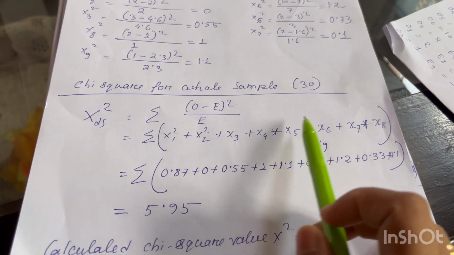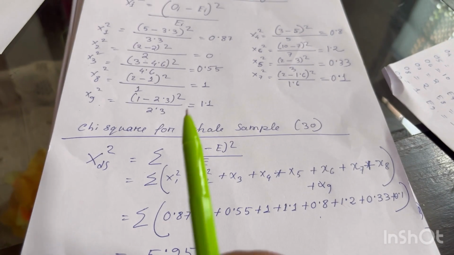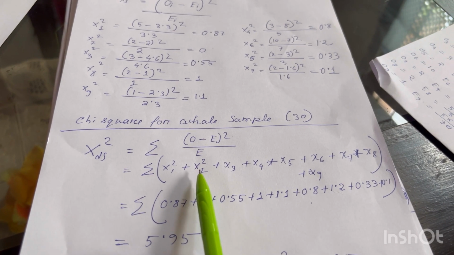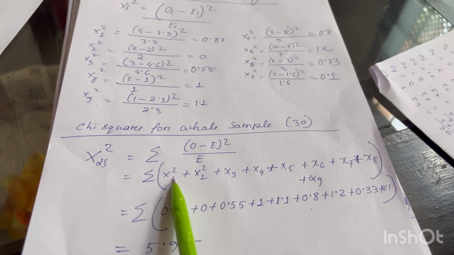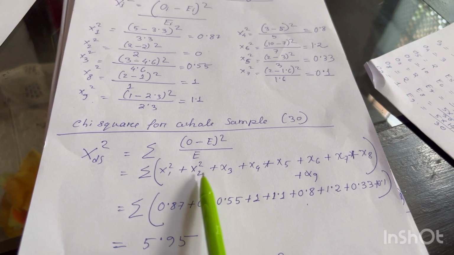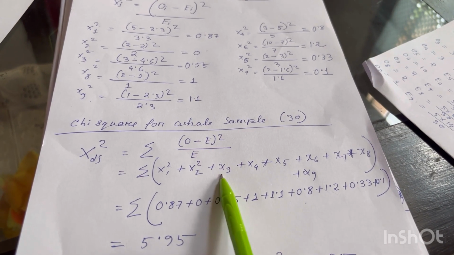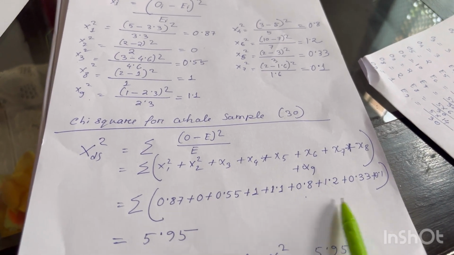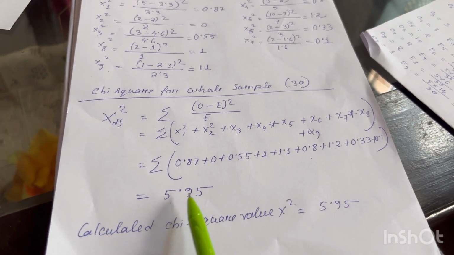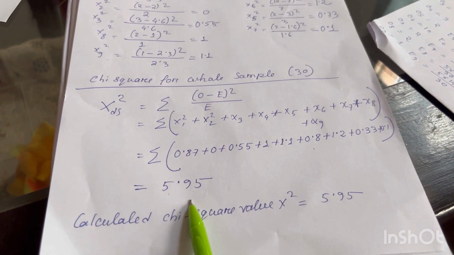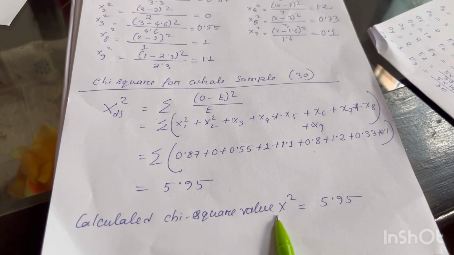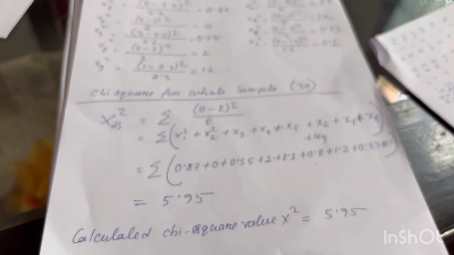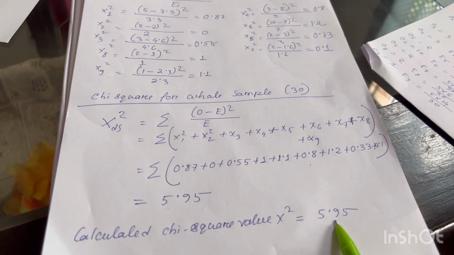So we will just add those values that we have already calculated. Summation of the chi-square value for the first observed value, the second observed value, the third, the fourth, the fifth, and the ninth. So we have already placed the values, and then we got this total, that is 5.95, and this value is called the calculated chi-square value. Why is it called calculated? Because we have calculated it, right? So that's why it's called the calculated chi-square value, which is 5.95.